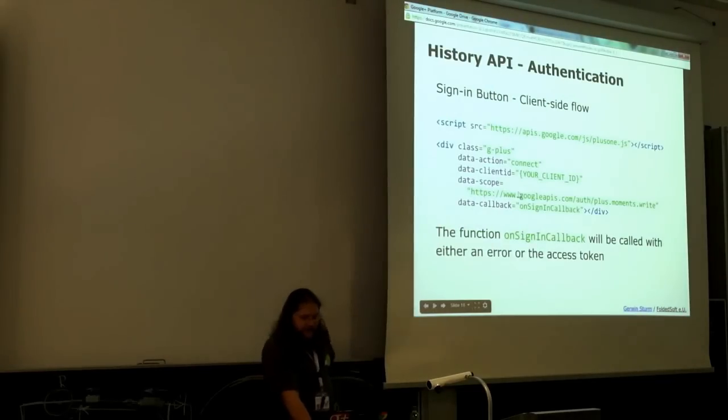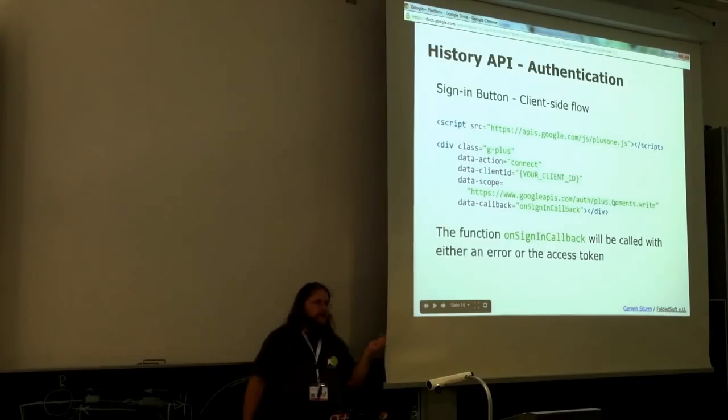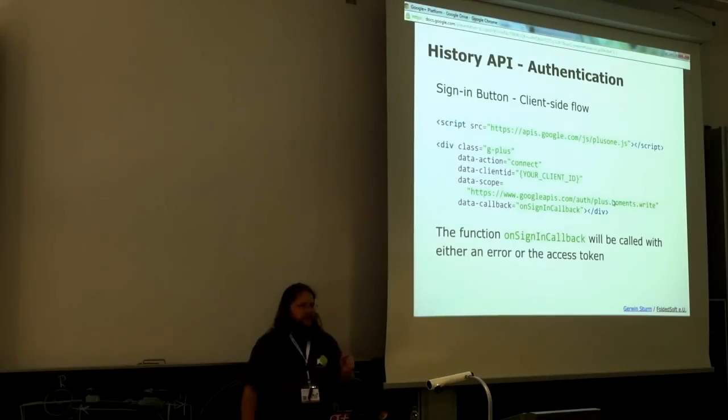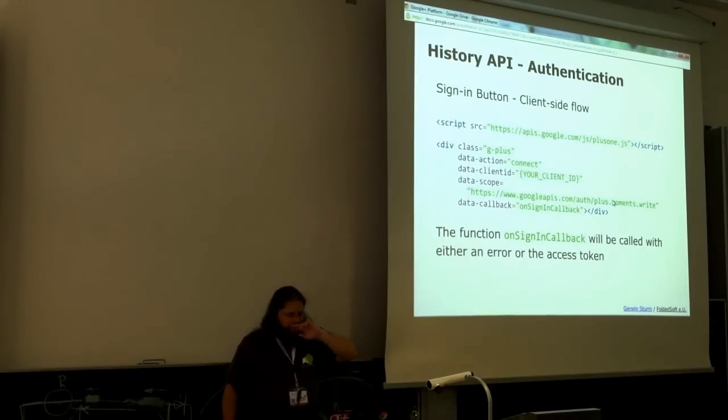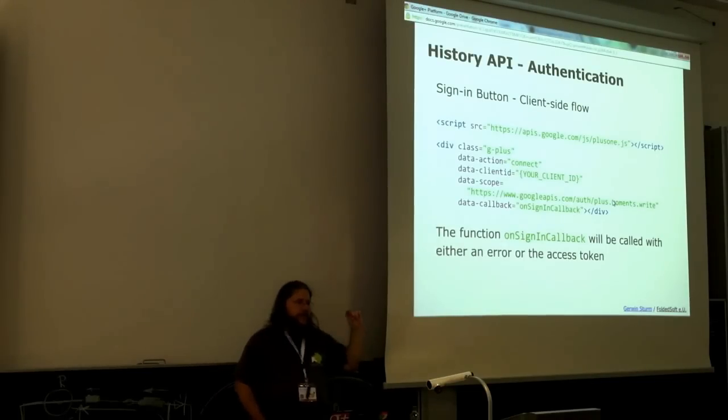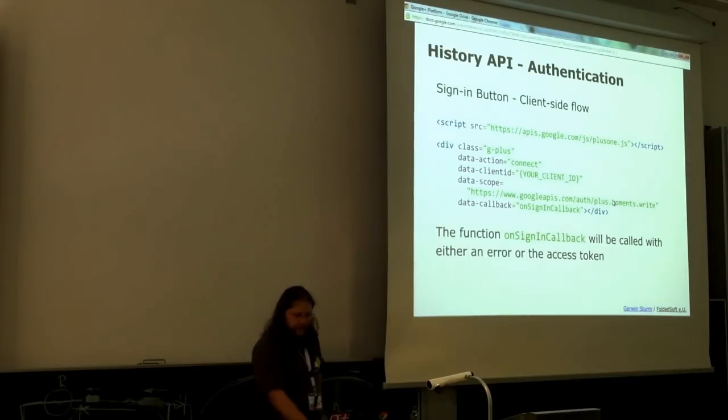You need to define the scope which you want to access, which in this case is plus.moments.write. Theoretically, if you want to use the sign-in button for something different, you can just use a different scope. For example, you can use the latitude scope to access the location history. You could use the books scope to access the library of the person. You can use the drive scope if you want to write files to the Google Drive API. So this sign-in button can be used for access to all Google APIs actually.